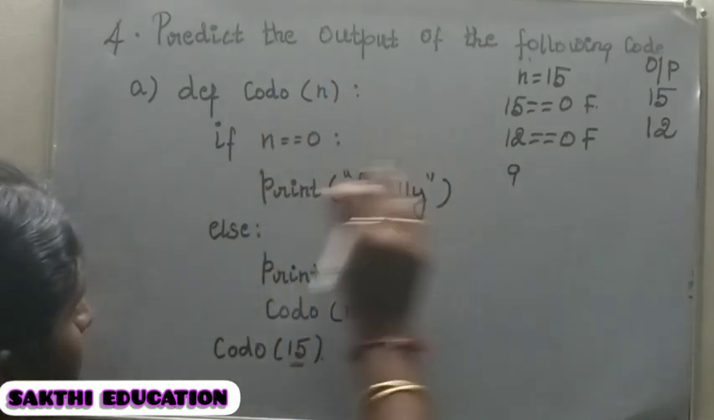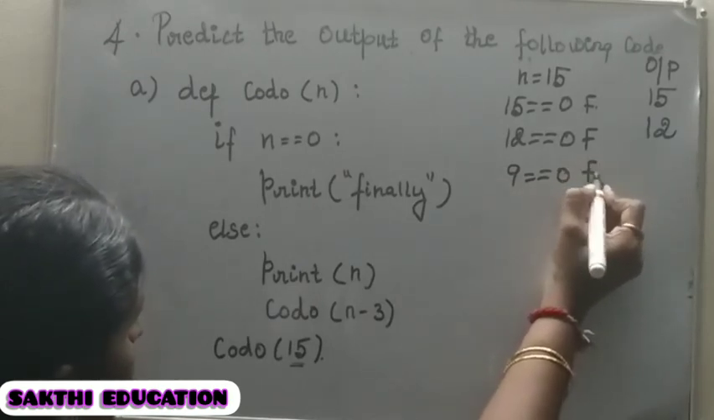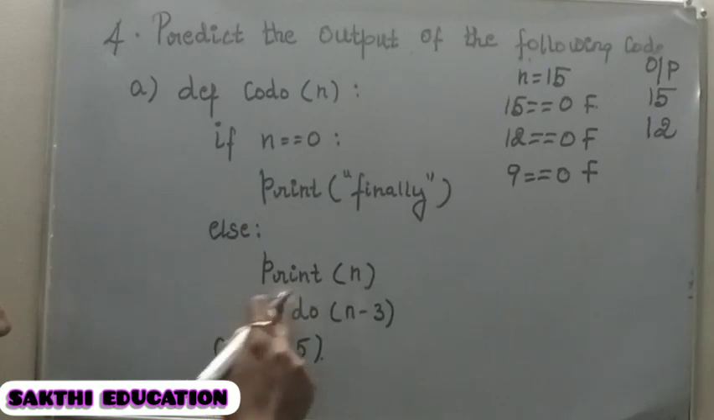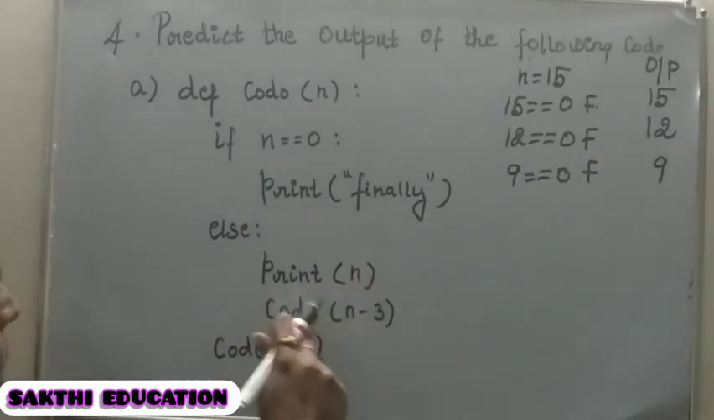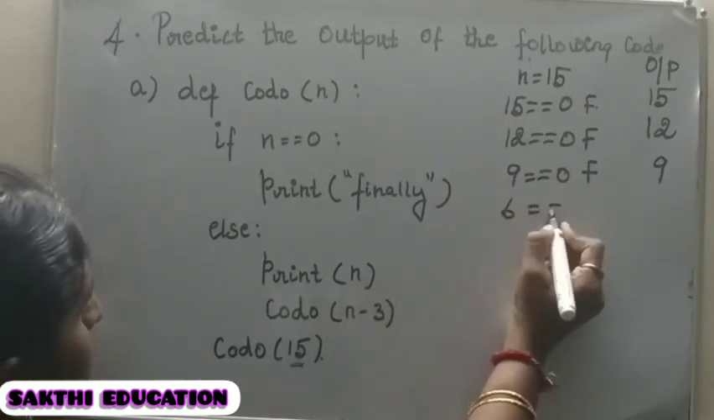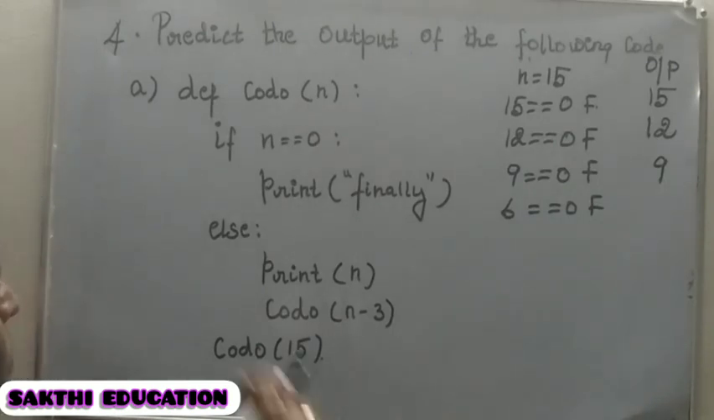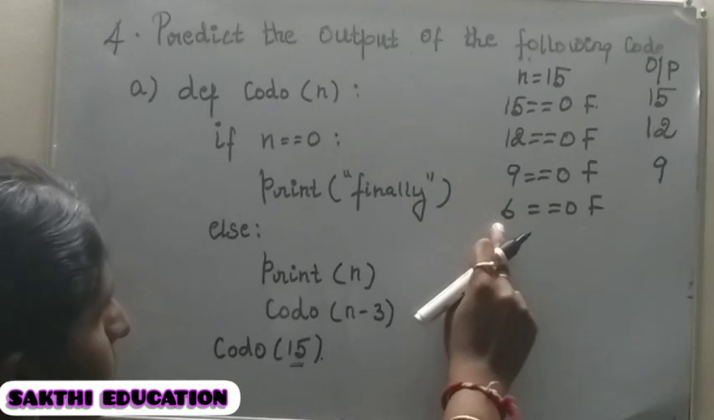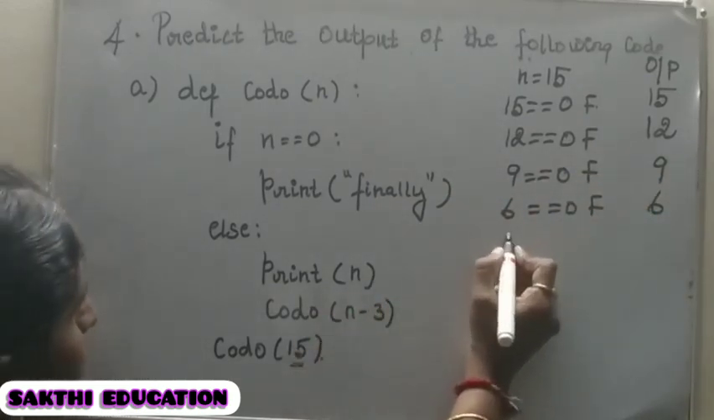And then I am checking 9 equal to 0. It is also a false statement. So it moves to the else part. Print of n. Now the n value is 9. Next, n minus 3. 9 minus 3 is 6. 6 equal to 0, I am checking. It is a false statement. So we are moving to the else part. Again I am printing the n value. Now the n value is 6. Next, 6 minus 3 is what? 3.